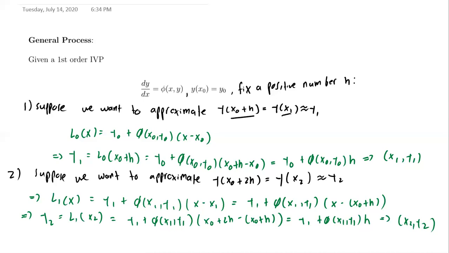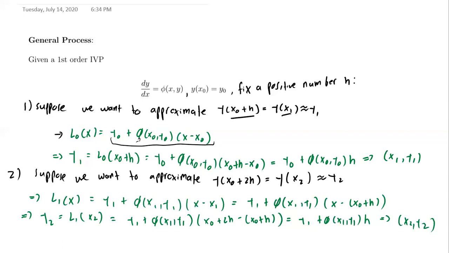Okay? So what do we do? We do a linearization about the first point, x naught, y naught, which we know lies on y. And using the point slope formula, that has this form: y naught plus the slope, which is just the derivative evaluated at x naught, y naught, times x minus x naught. That's just the point slope formula.